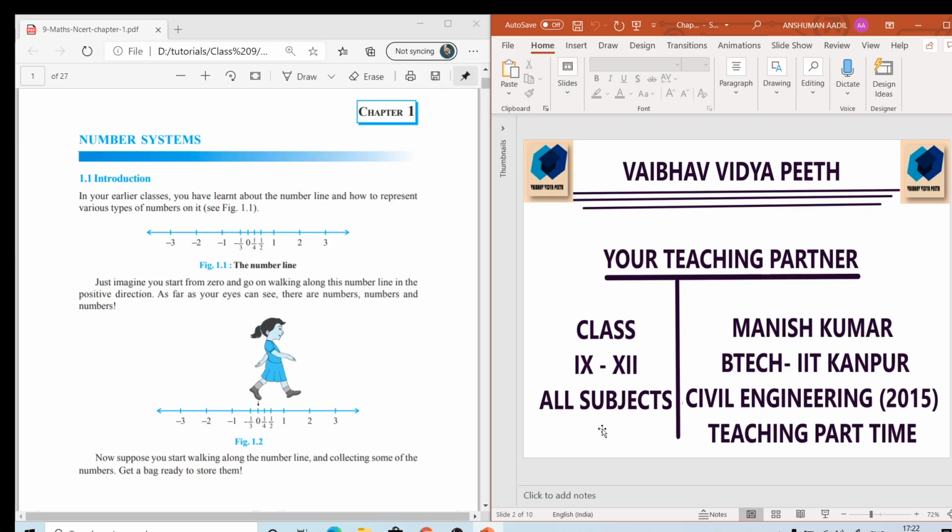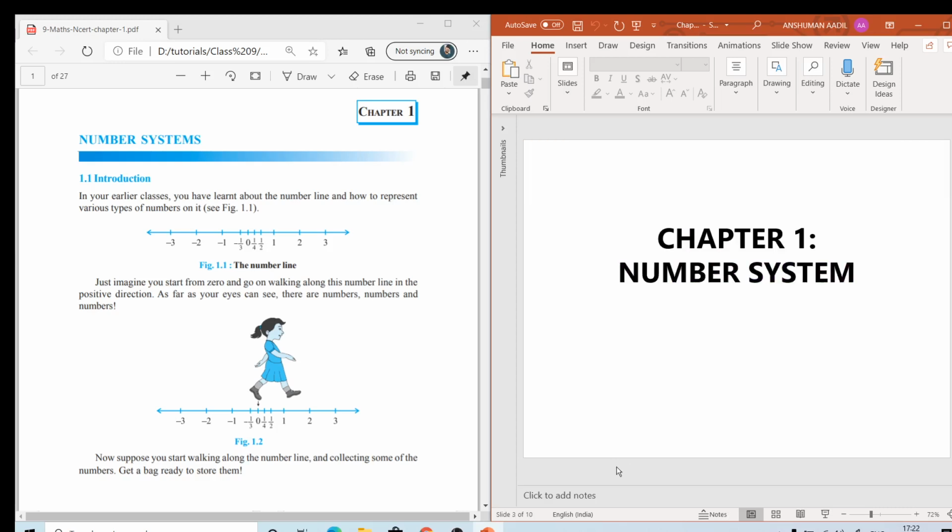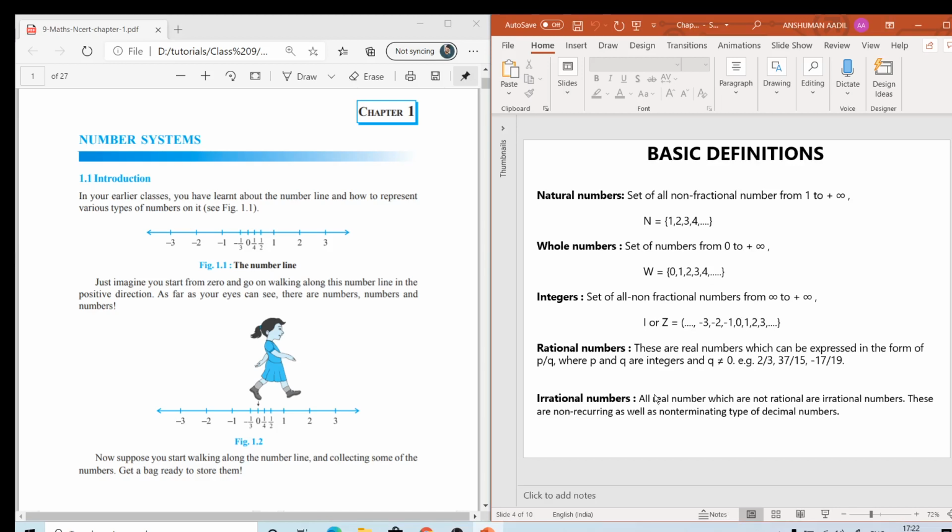And today we will be starting with our first chapter for class 9, number system. So let's start with the number system. Before knowing about the number system, we must know about the number line. So what is a number line? A line which is used to represent various types of numbers.